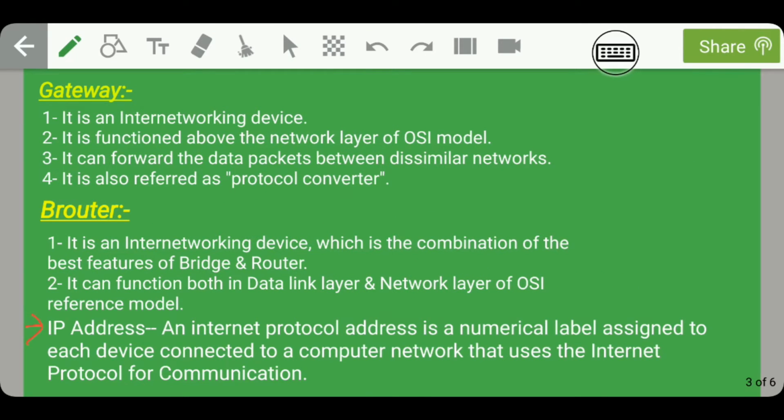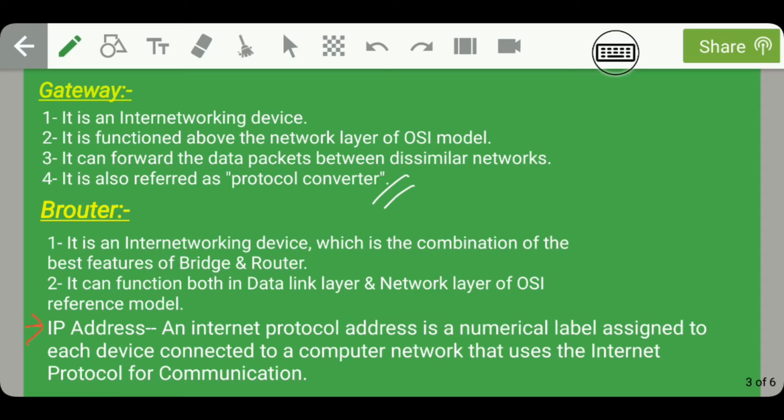Guys, moving on, the third type of inter-networking device is gateway. So it is again an inter-networking device. It functions above the network layer of OSI model. It can forward the data packets between dissimilar networks, whereas router can't do this. Guys, this gateway is also referred to as protocol converter. Even though sender network and receiver network are working with different protocols, it doesn't bother. It can simply forward the packet from any network to any other network.